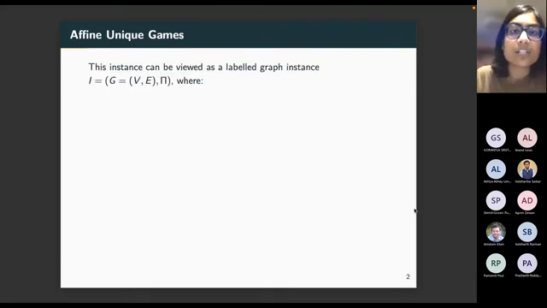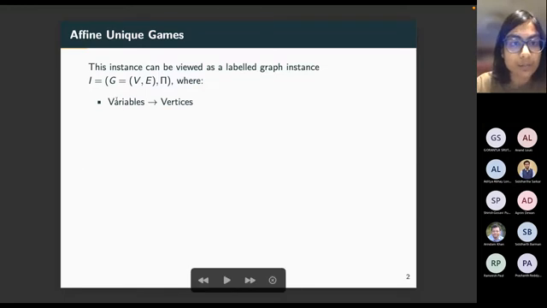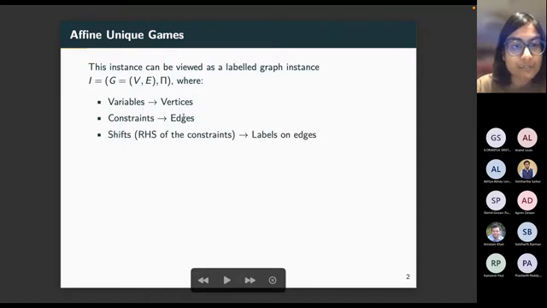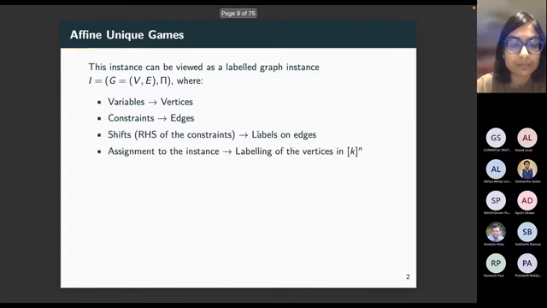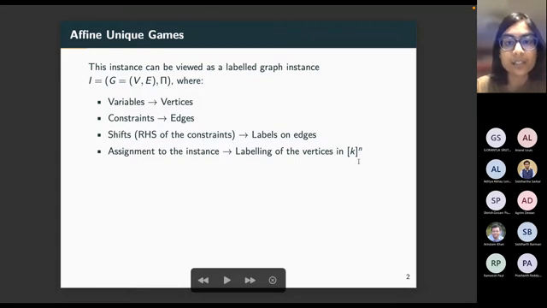Since each equation is on two variables, this instance can be viewed as a labeled graph instance, where we map the variables of the equations to the vertices of the graph, and we map the constraints in the equation in the instance to the edges, and finally the shifts, the right hand side of the constraints, are put as labels on the edges. And what we need to do is find an assignment to the instance. And this corresponds to labeling the vertices of the graph with something in 0 to k.